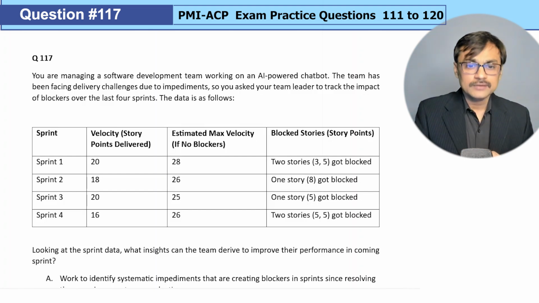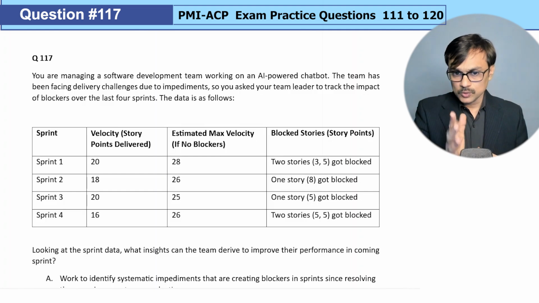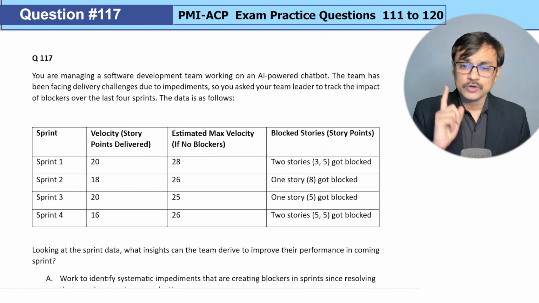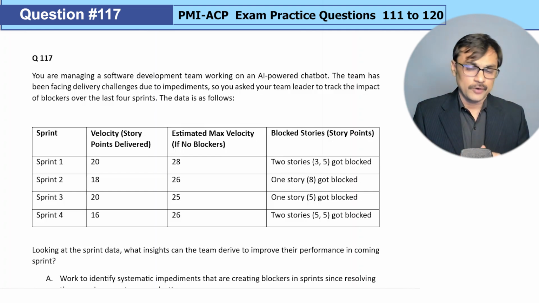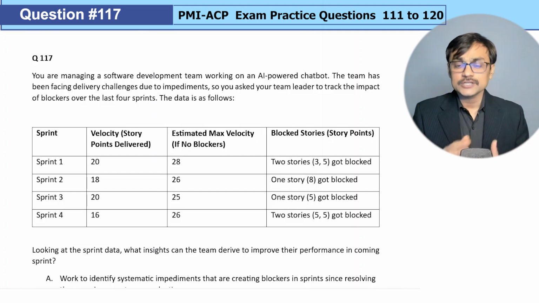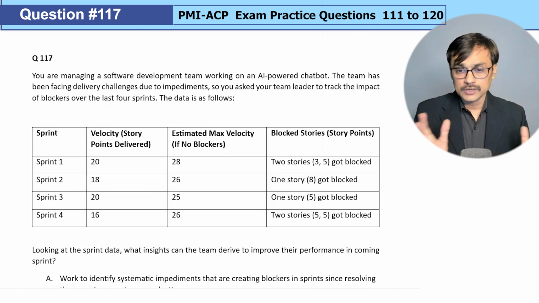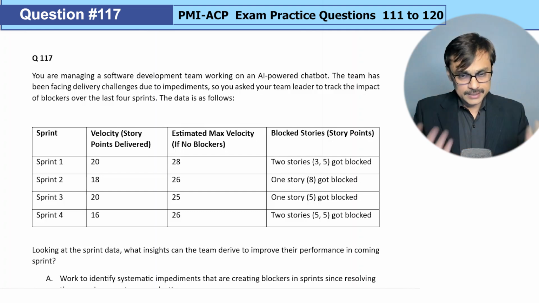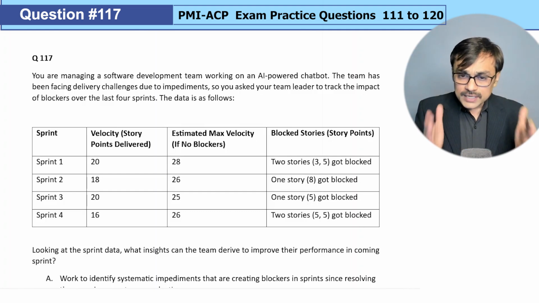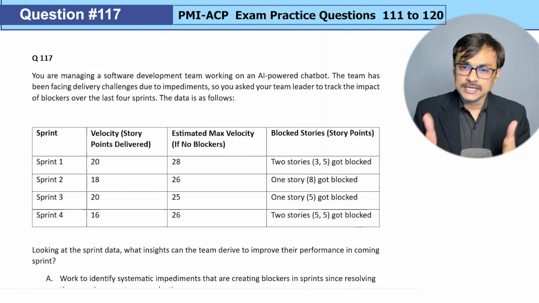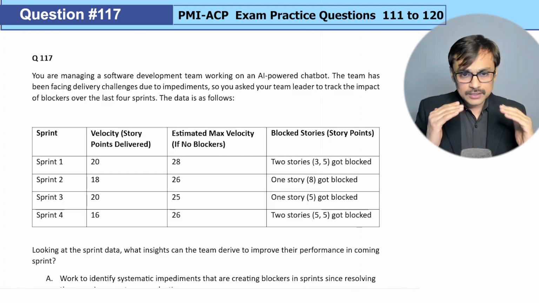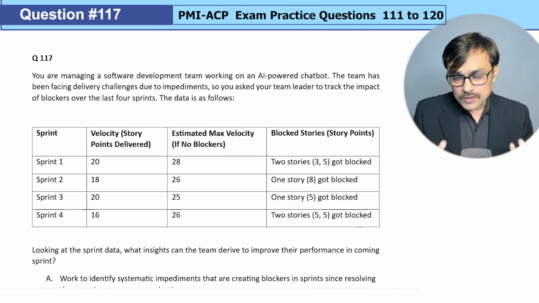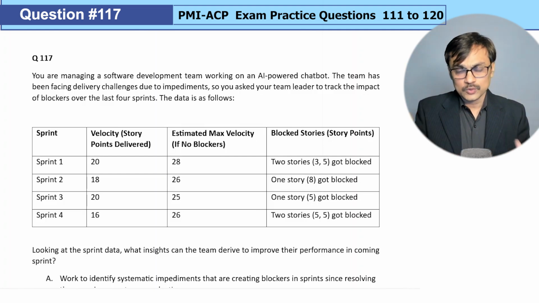Sprint 3, you had a velocity of 20. You could have achieved 25 because one story got blocked, which was 5 story points. Sprint 4, a similar story, 2 stories got blocked, and overall they totaled 10. So you are presenting a case and trying to analyze what is happening. We are getting so many stories blocked, and because of that the velocity is coming in lower, but it could have been better.